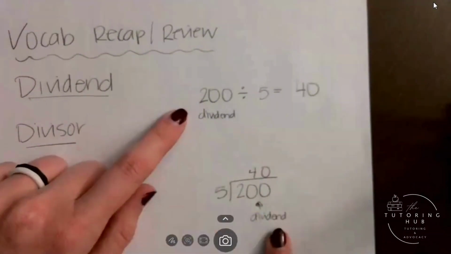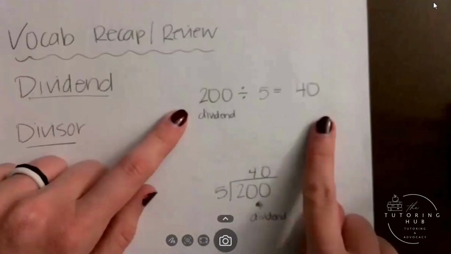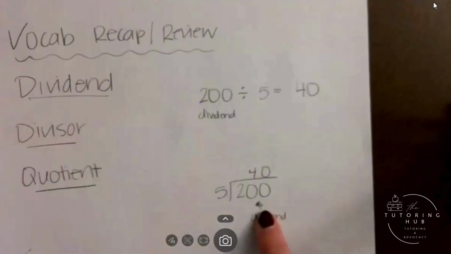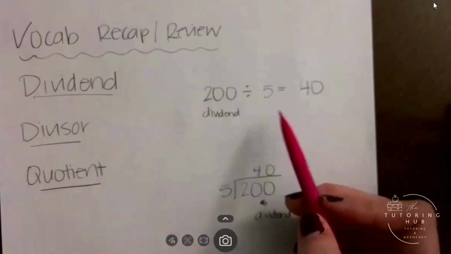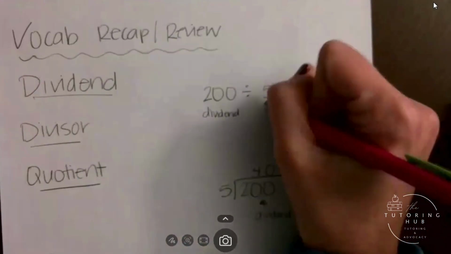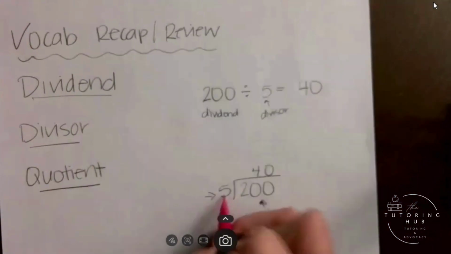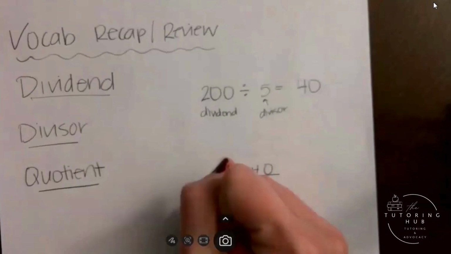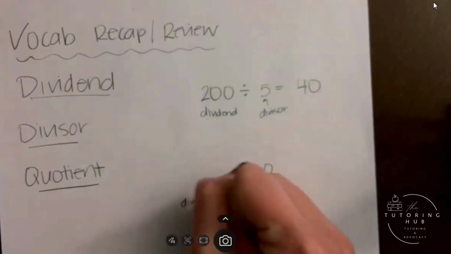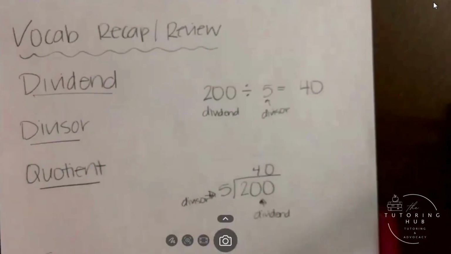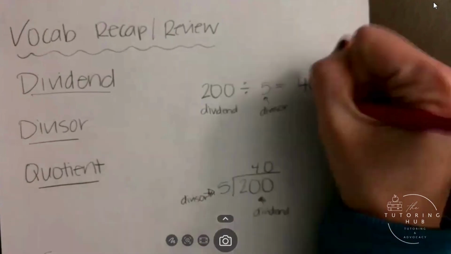So I've already labeled in my two division problems here my dividend and divisor. So, 200 divided by 5 equals 40. 200 is our dividend. That is what we are dividing, okay? The divisor is what you are dividing by, so that is the 5. And over here, it's outside the division house. And then finally, the quotient, this one is easy. It's just our answer to the problem, okay?